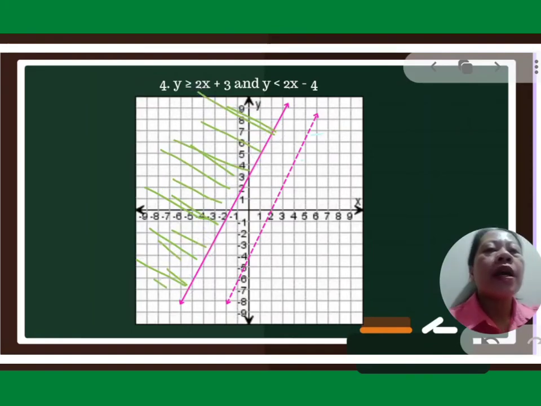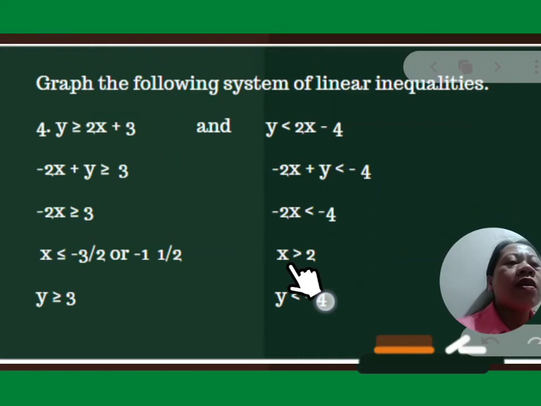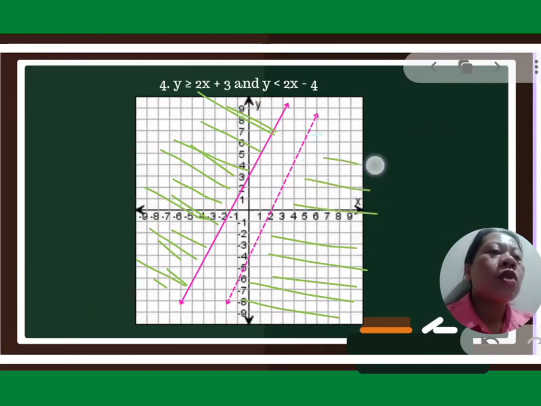Pagkatapos, yung pangalawang line naman, ito yung line para sa pangalawang inequality, dumadaan sa may negative 4 sa y-axis at positive 2 sa x-axis. Mula dito sa positive 2, ang sabi, ang x-intercept po natin ay greater than 2. Ibig sabihin, mas mataas sa 2, mula dito papuntang kanan. So, the shaded part would be here.